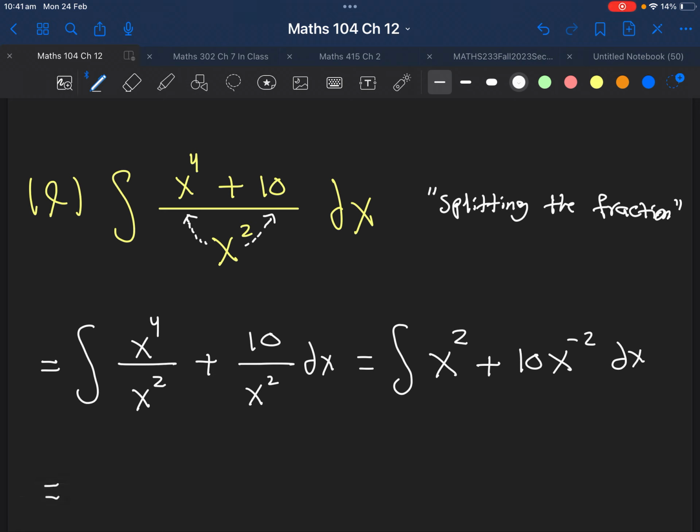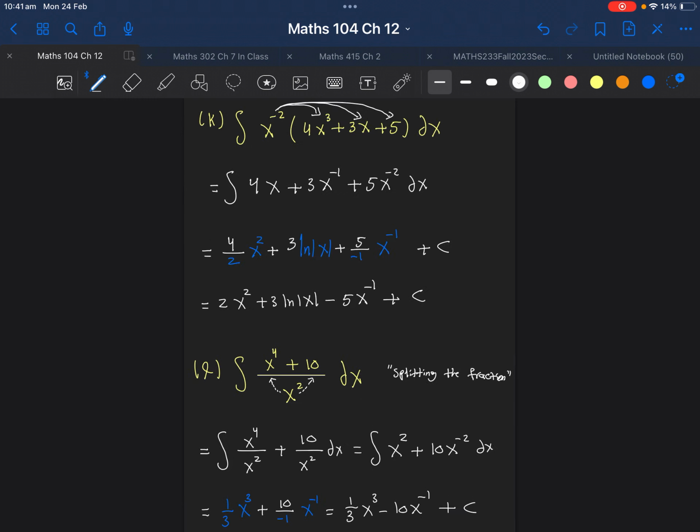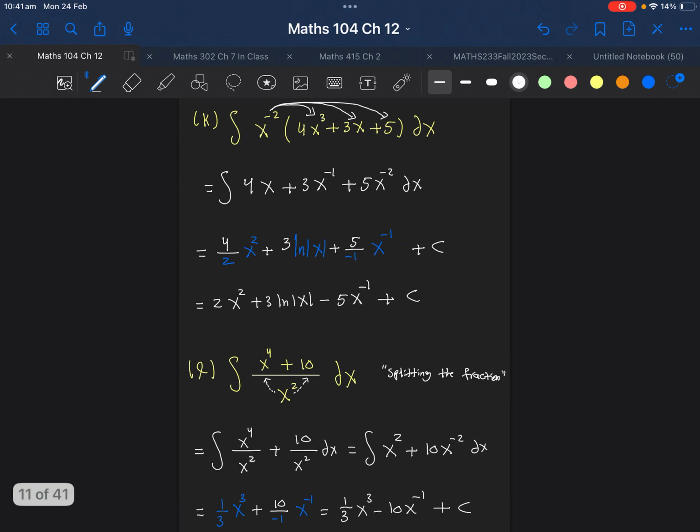Next we just need to add 1. So if you add 1, you get x^3 divided by 3, plus 10 divided by x^-2, it will be negative 1 minus 1, so it will be just 1 over 3 x^3 minus 10x^-1 plus c. And that's part L of the question.